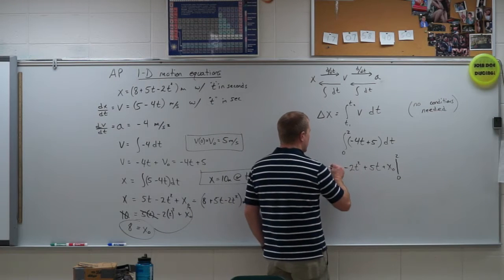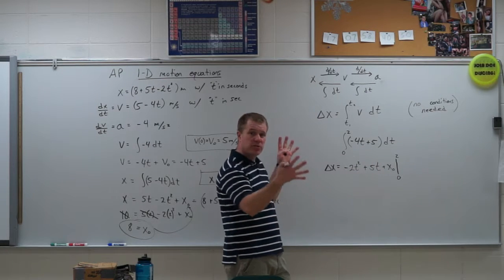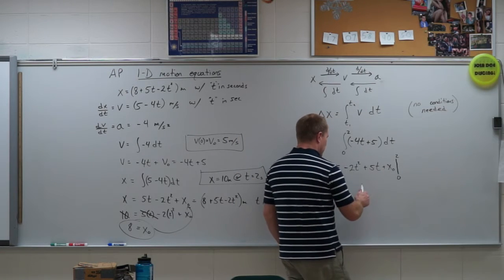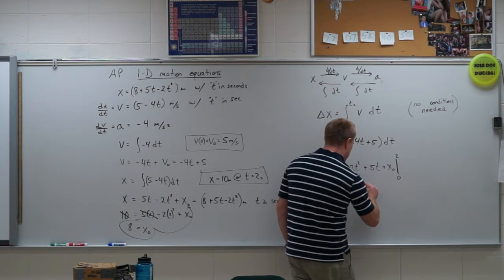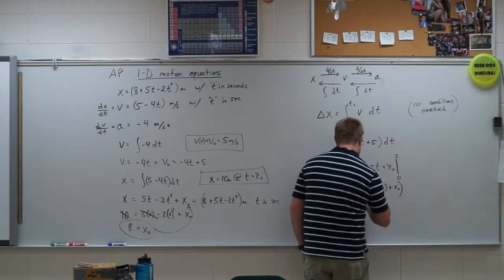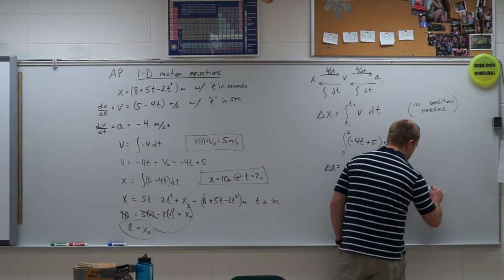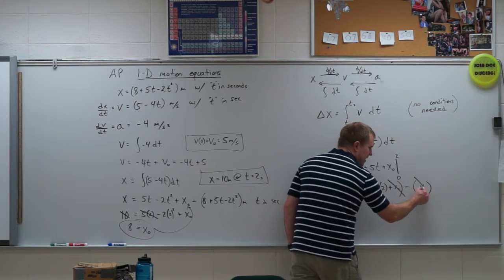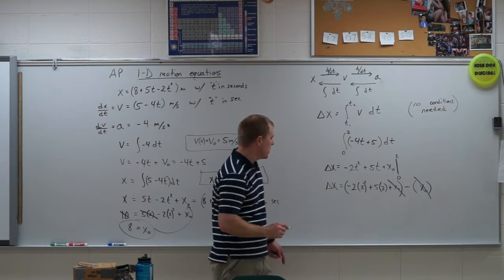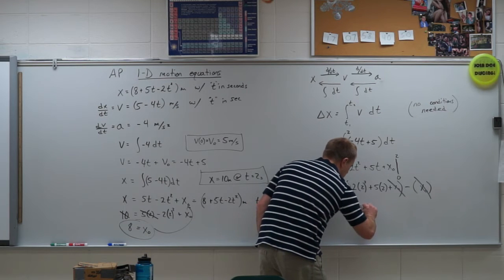Okay? So here I'm finding my displacement. And so now I do final minus initial. This is essentially saying your final position minus your initial position. That's why this is displacement. So I have my position function. So I have negative 2 times 2 squared plus 5 times 2 plus x naught, minus it evaluated at 0. So 0 plus x naught. Notice I have x naught minus x naught. That's why I don't need conditions when I do definite integrals. And so here you get your displacement is negative 8 plus 10. My displacement is 2 meters.